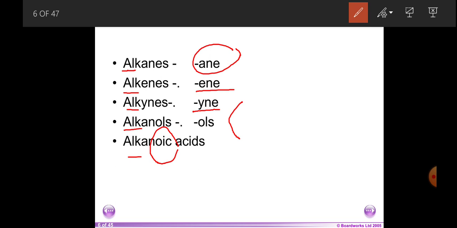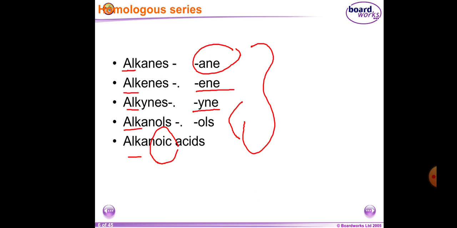Notice that these ones are the normal alcohols, the ones we really love taking. Then alkanoic acids are also very common. For example, vinegar is one organic compound. So all of these are normally given one term, which we are going to see shortly. All of them are organic compounds, but only the first three are hydrocarbons.